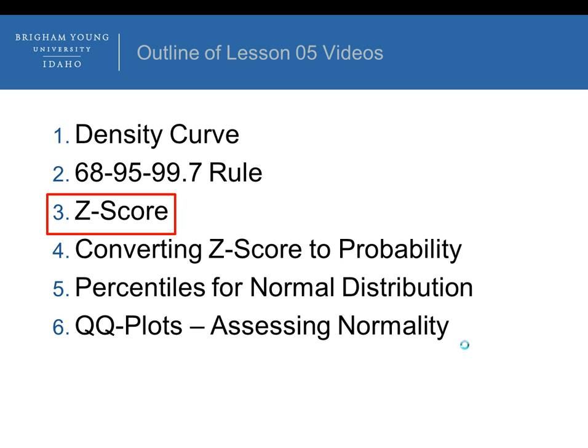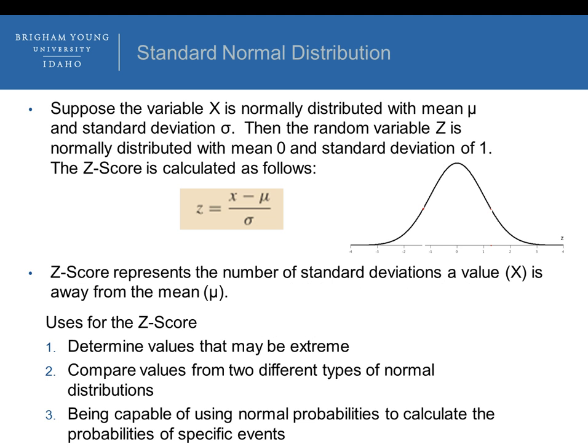Now the next thing I'd like to cover is z-scores. Suppose the variable x is normally distributed with the mean mu and a standard deviation sigma. Then the random variable z is normally distributed with a mean of 0 and a standard deviation of 1. And then the z-score is calculated by the following. Now here's the formula for the z-score.